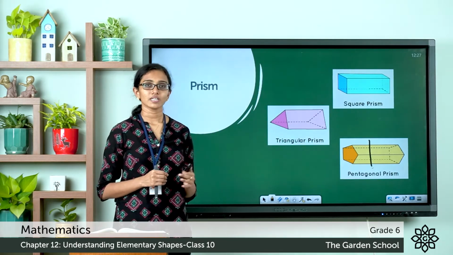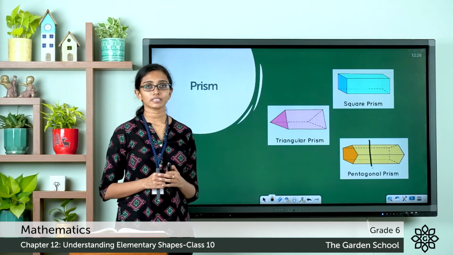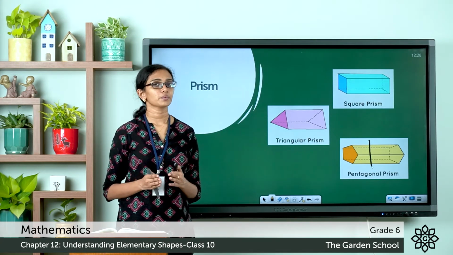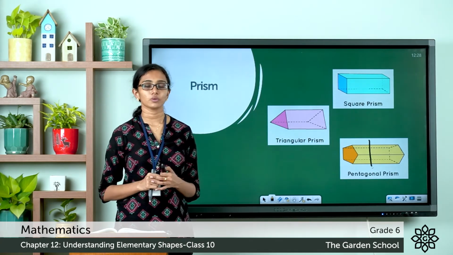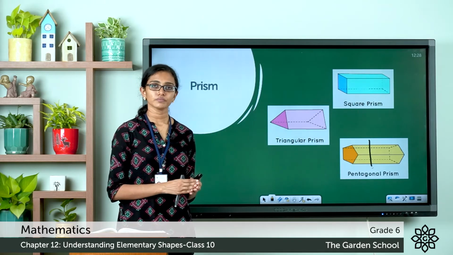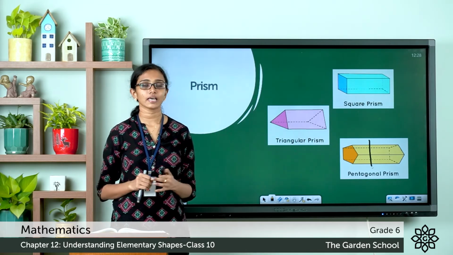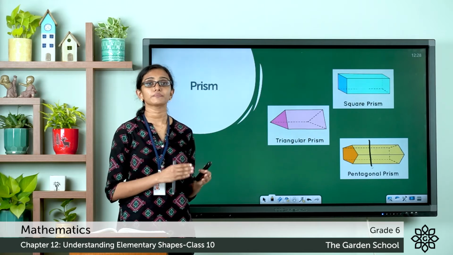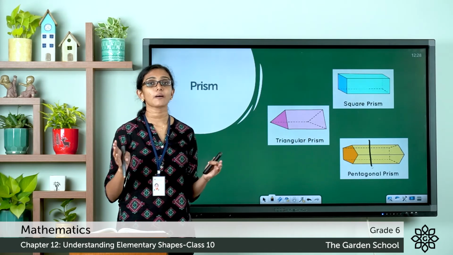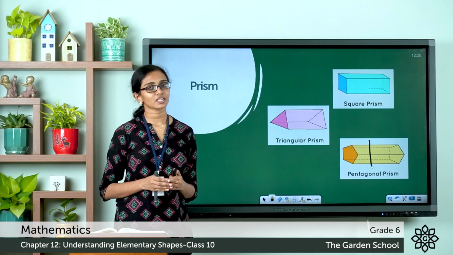So, a prism is a solid shape which has got two identical bases and the faces around the prism will be either rectangles or parallelograms. Now, a prism has the same cross section all along its length and a prism is named based on the shape of its bases. So, I hope this is clear to you.